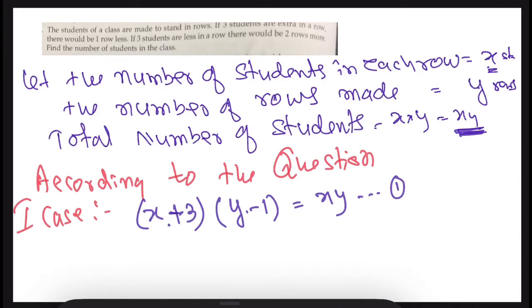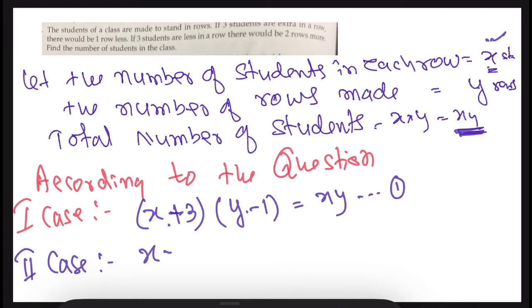And the second case, if 3 students are less. How many students did we make them stand in the example? 9. Here it is x students, and 3 students we removed. From 9 we removed 3, so 6 students.